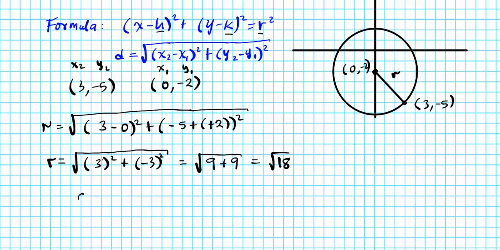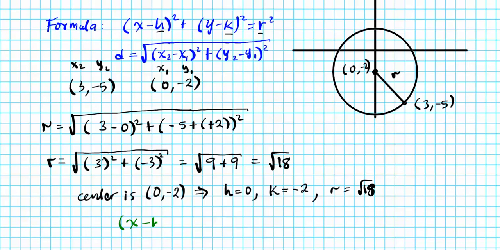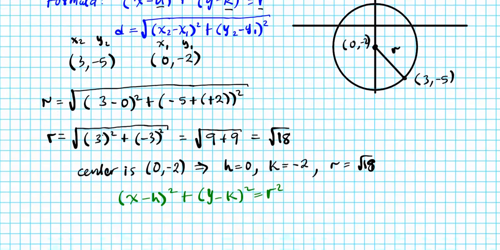Okay, since the center is 0, -2, that follows that h is 0 and k is -2. And then we also have the radius of root 18. Now we're going to put everything into the center radius form of the equation of a circle. So let's rewrite it here so we don't make mistakes in our substitution. I always like to write down formulas first before I substitute to reduce the chances of making mistakes.